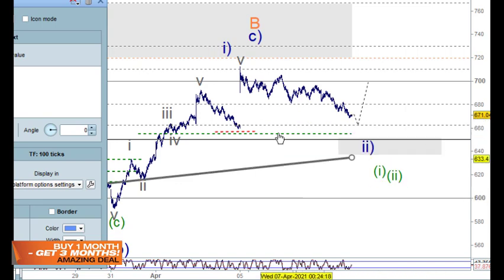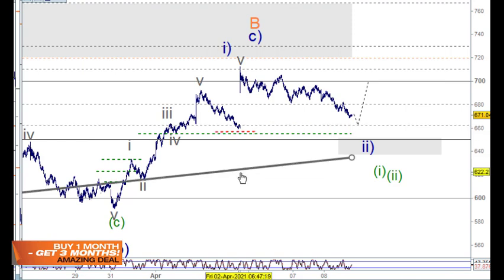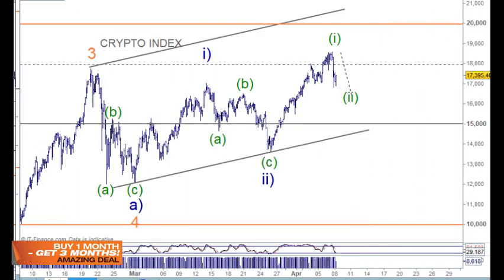If you want to put your stop under the level, then that's fine too. But I'll just leave it where it is, because if it is wave 2 and it's going to be into wave 3, well then I'll catch it on the flip side here. And that's it.